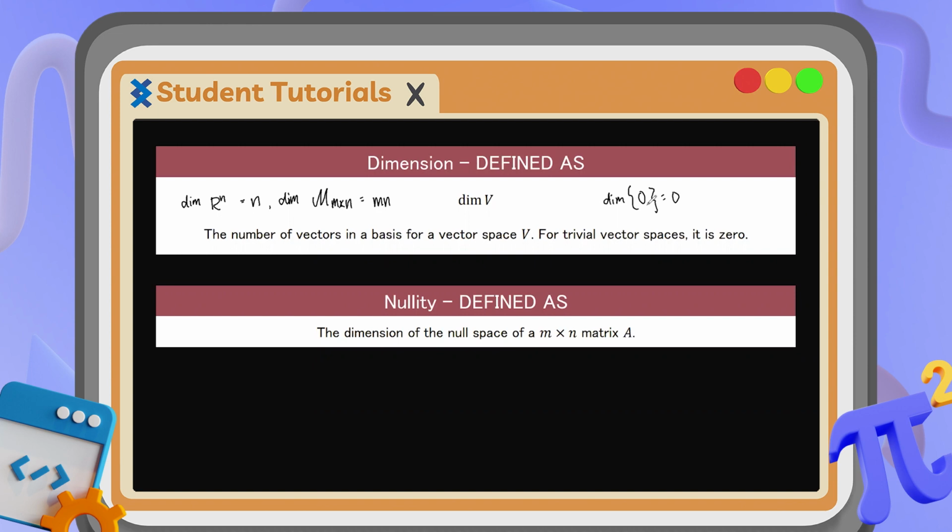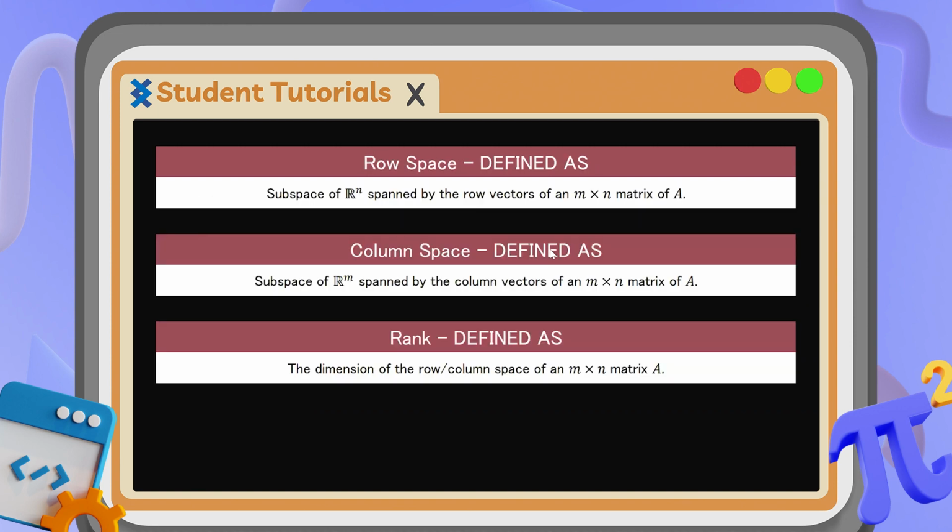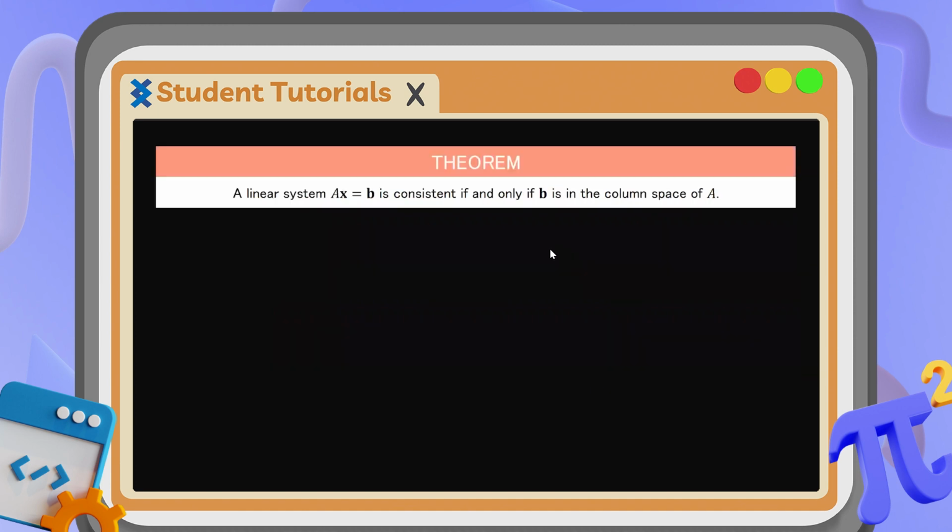We also have then the nullity, defined as the dimension of the null space of an n by n matrix A. In a row space, or column space, we have the subspace of Rn spanned by the row or column vectors of the same m by n matrix. And the rank would then be the dimension of the row or column space of an m by n matrix. So let's have this theorem, where a linear system A times x equals B is consistent if and only if B is in the column space of A.